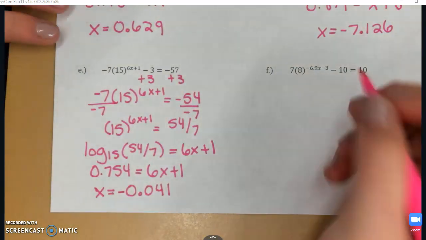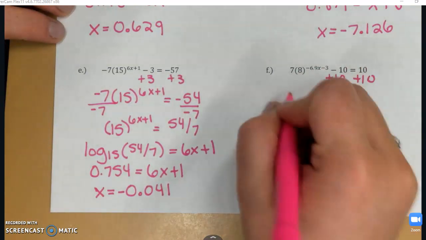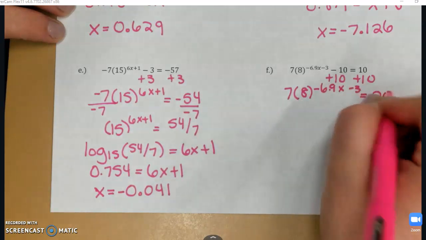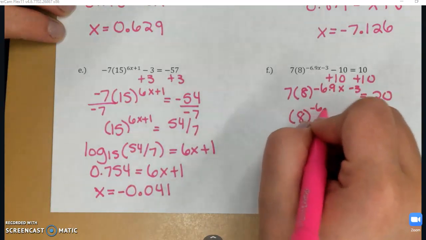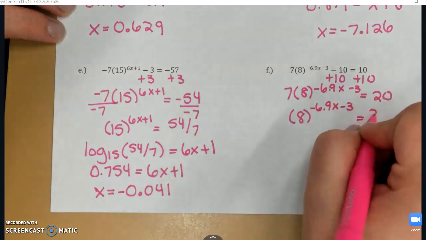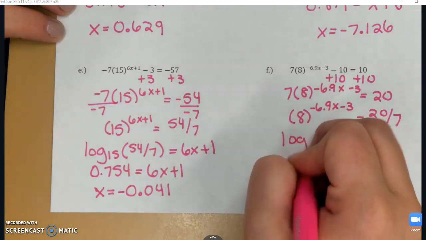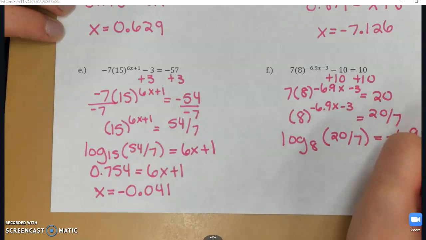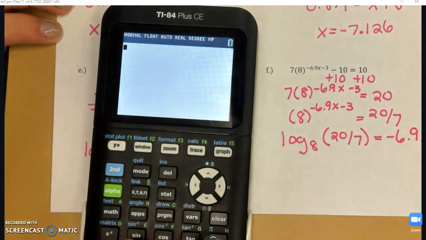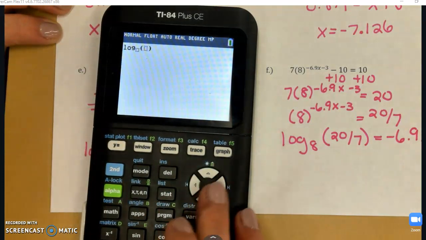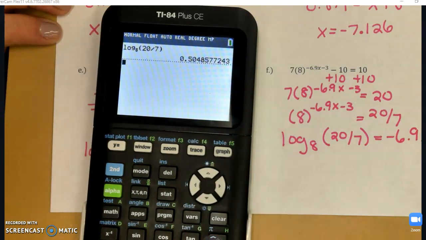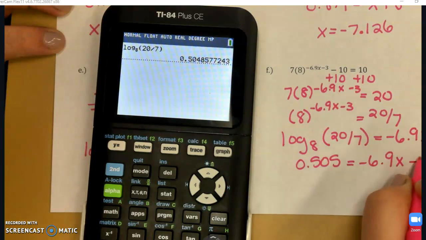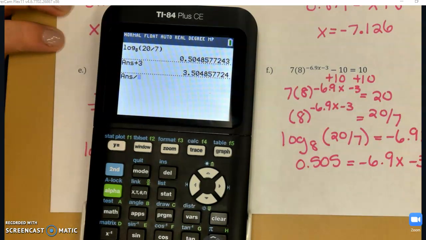All right, last but not least, again, I have two things I need to undo. The first being adding 10. Then I'm going to divide by 7. Again, I'm not going to get a whole number, so I want to leave it as a fraction. Then I'm ready to write it as a log. Typing in my calculator. Then I have to add 3 and divide by negative 6.9.